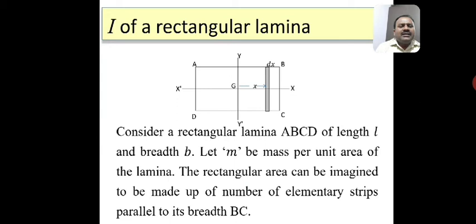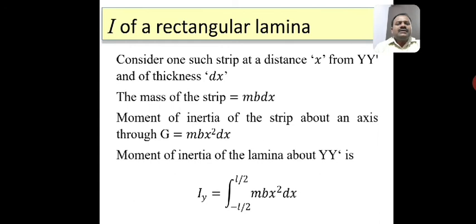So in order to calculate that, imagine that rectangular area to be made up of a number of elementary strips parallel to BC, its breadth BC. Consider one such strip at a distance x from yy dash and of thickness dx. Now the mass of the strip is equal to mass per unit area into area of the strip. Area of the strip is given by b into dx and mass per unit area is m.